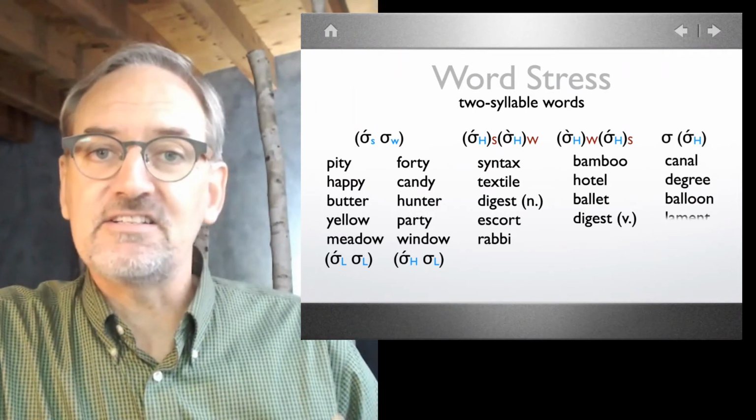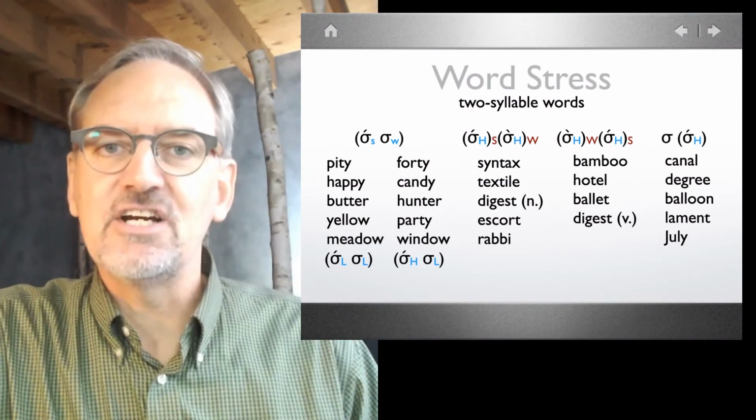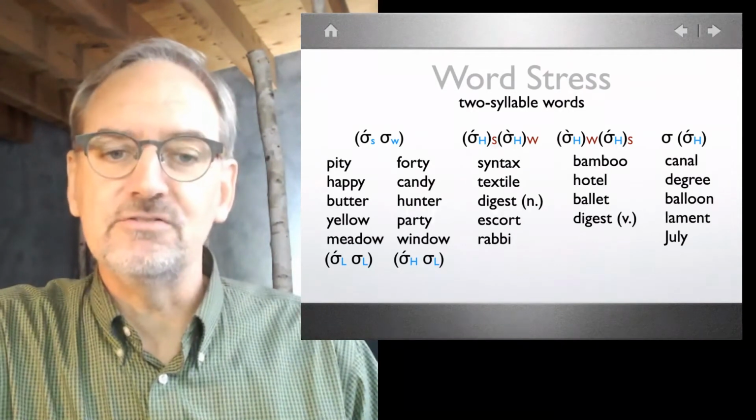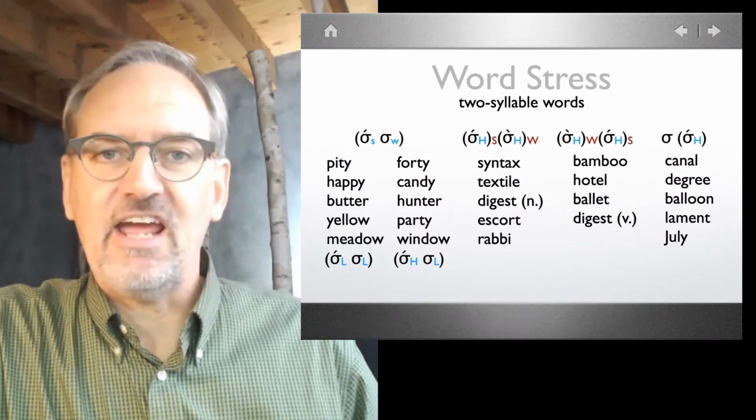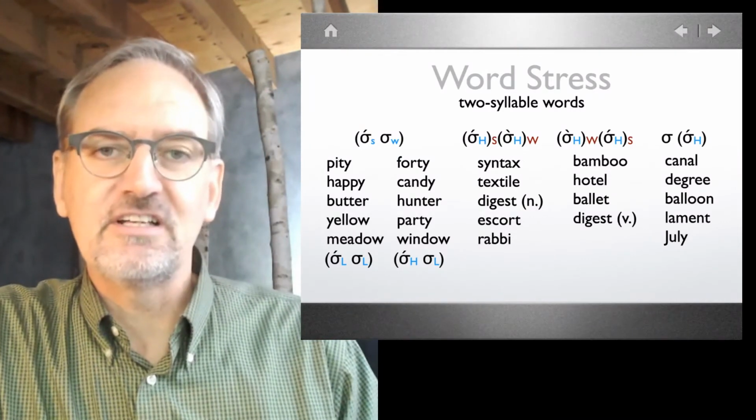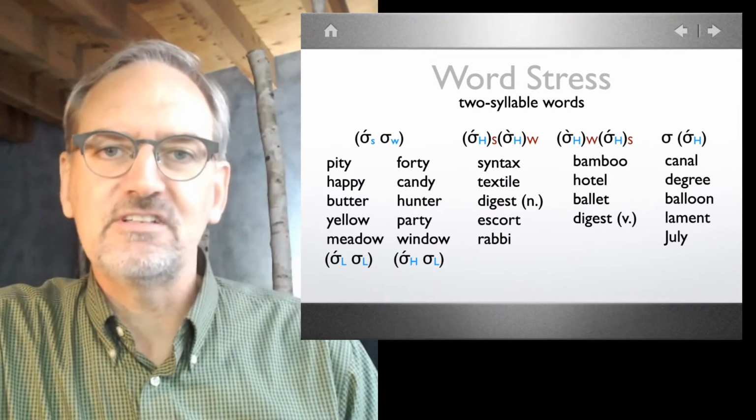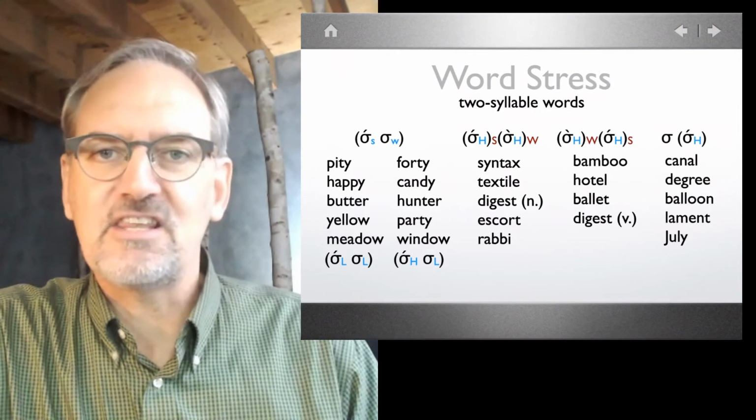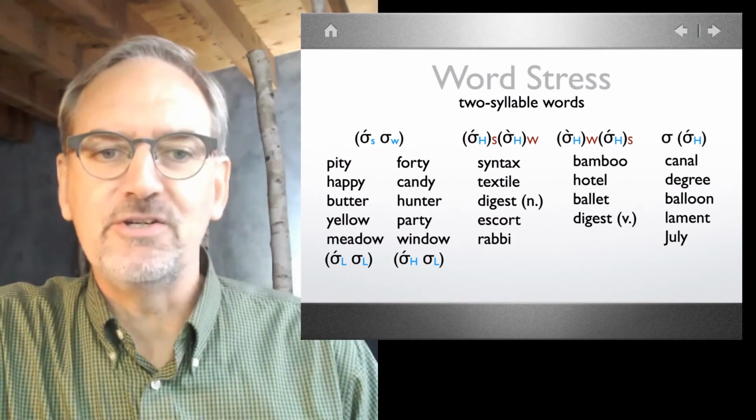Now, the final pattern is the pre-foot syllable. Words like canal, degree, balloon, lament, July. In every case, there's only one syllable in a foot, so there's only one stress. The pre-foot syllable is not in a foot, and it must therefore be unstressed, and the vowel will always be reduced to schwa.